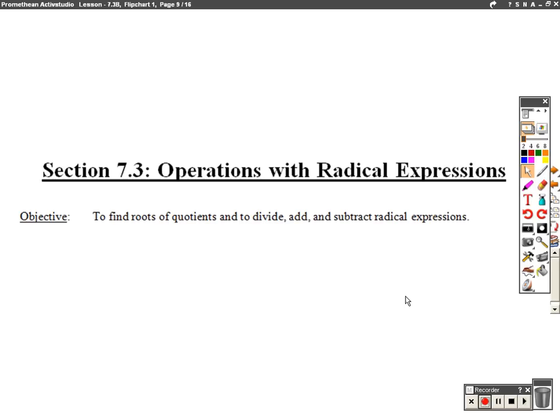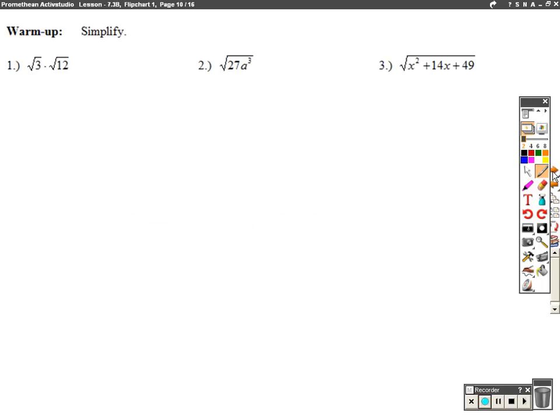Okay, today's lesson is section 7.3. We're going to discuss some more operations with radical expressions. Last section we discussed multiplying them. Today we will discuss dividing, adding, and subtracting them. Why don't you go ahead and pause the video, try these warm-ups.